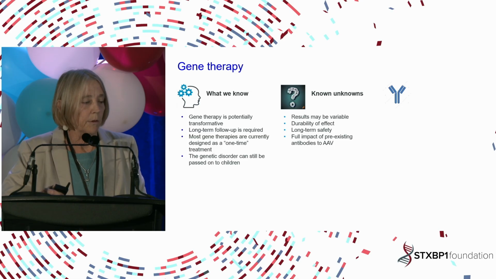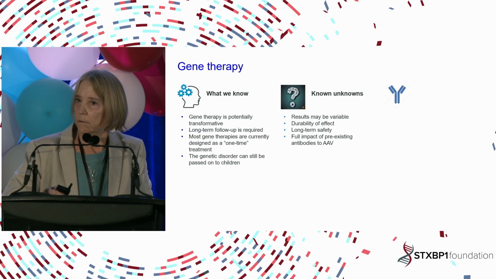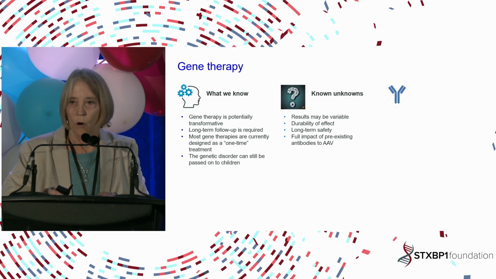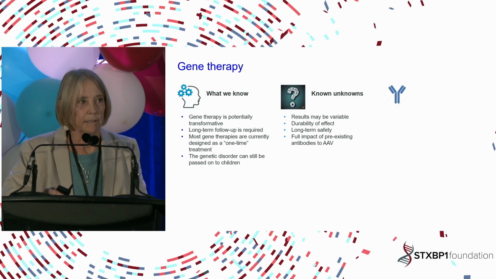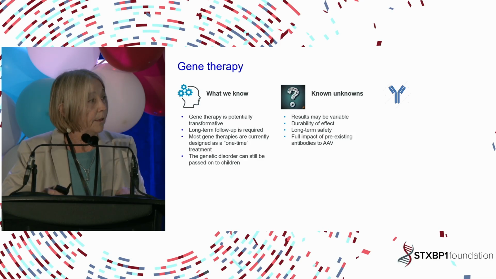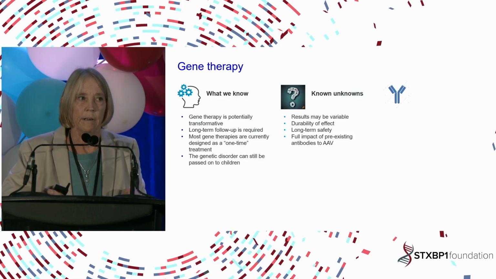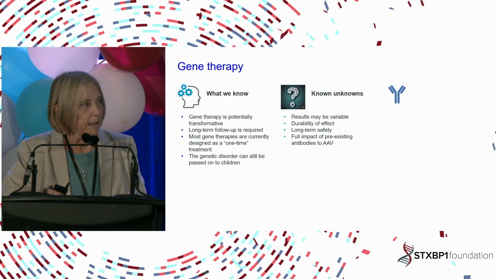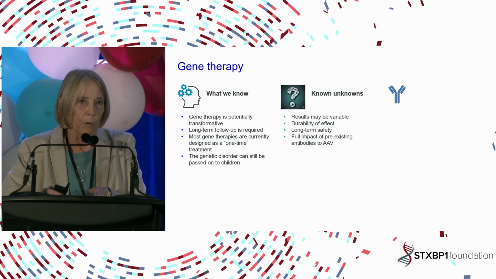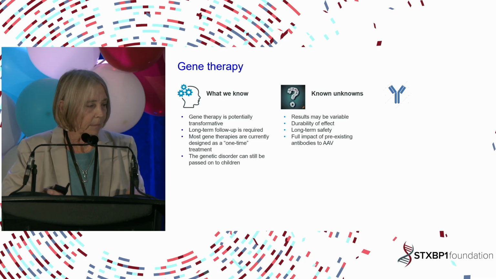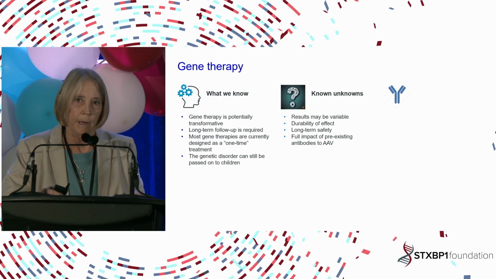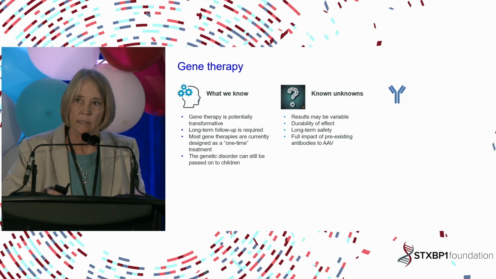The known unknowns are that the results could be variable. We're not mice. We're all different genetic variants, many different ethnicities, many different reactions to things. The durability of the effect, while very, very long, we don't know how long these therapies will last. So far, we're well past a decade. The long-term safety of these: so far, about 6,000 patients have been treated. There's been less than 20 severe complications.